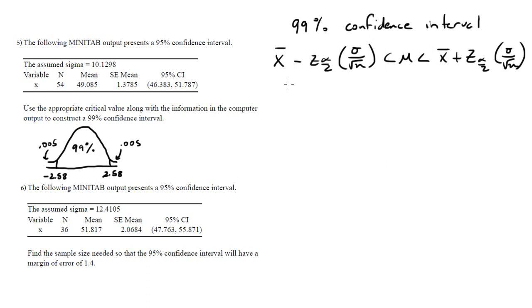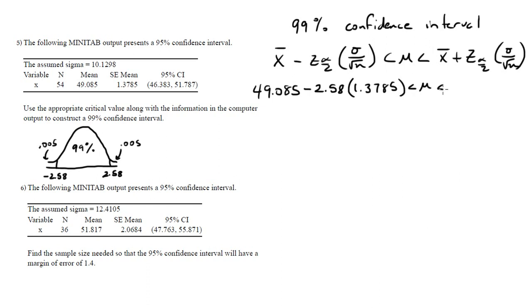Okay, so let's plug these values in. Let's substitute these values in and see what happens. X bar, sample mean, 49.085 minus 2.58. Now remember, we looked at the formula sheet. This is the standard error of the mean, which is the number we have here. They give it to us. This Minitab output gives us the standard error of the mean. So we just multiply by 1.3785.